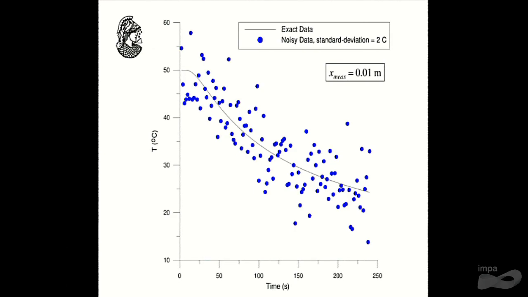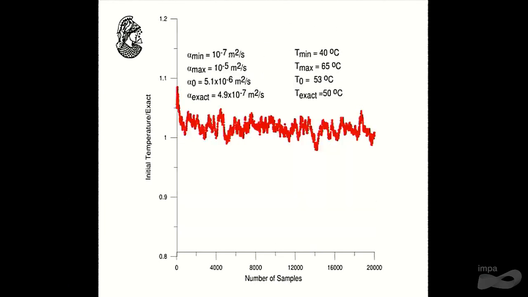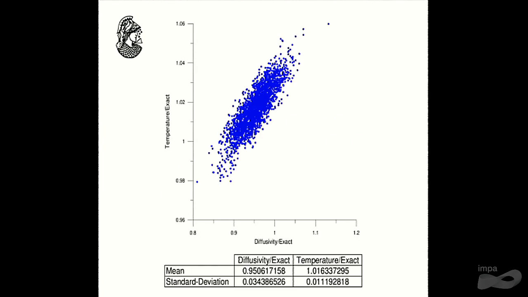Even when we increase the standard deviation to 2 degrees centigrade, this is what we get for the diffusivity. Of course, now the variance associated with your estimated parameter is large, because the uncertainties on your measurements are much larger. And same thing for the initial temperature. And when you compare these two, the estimation of both, I have already zoomed in here.